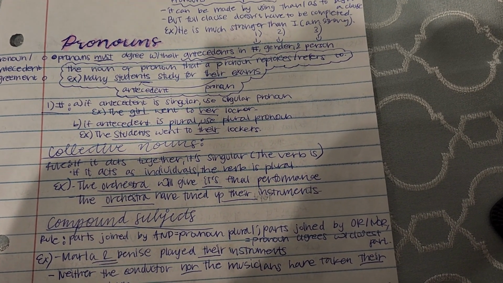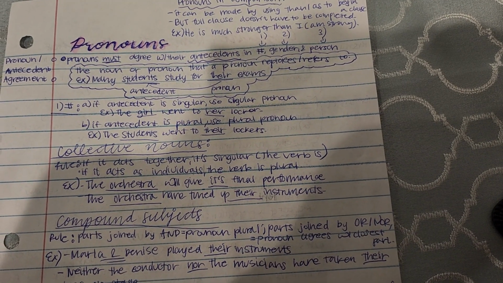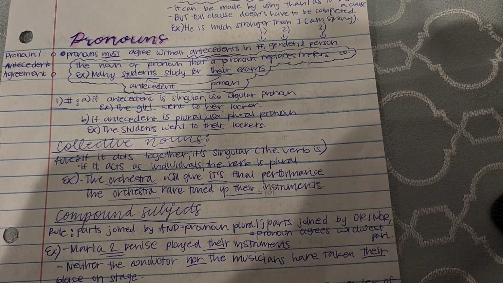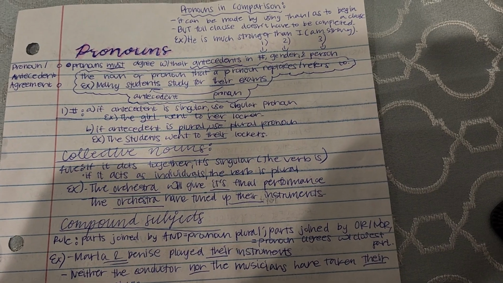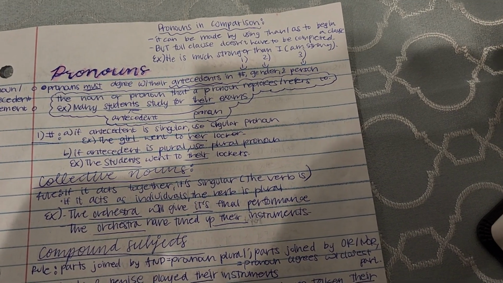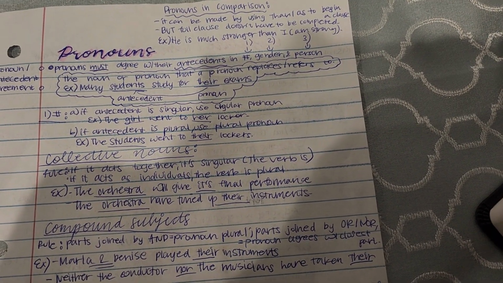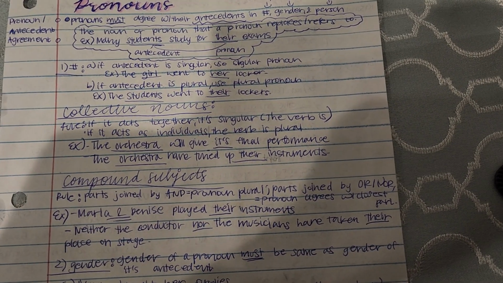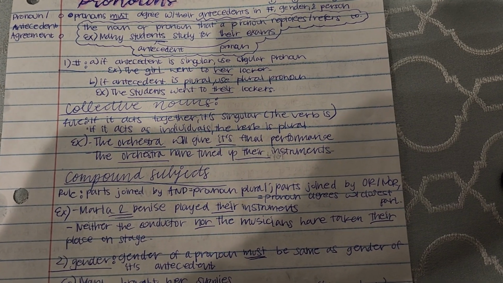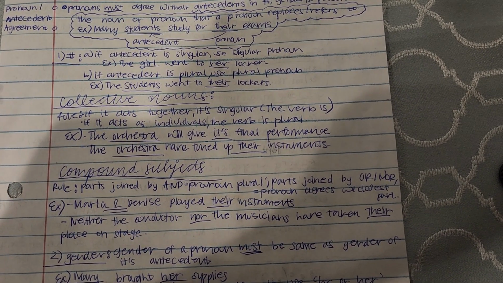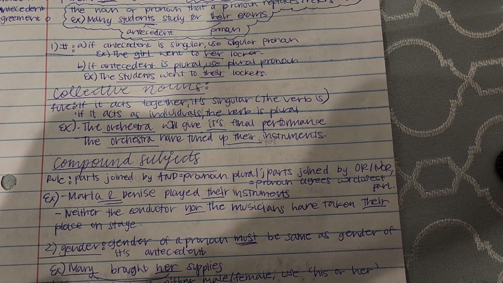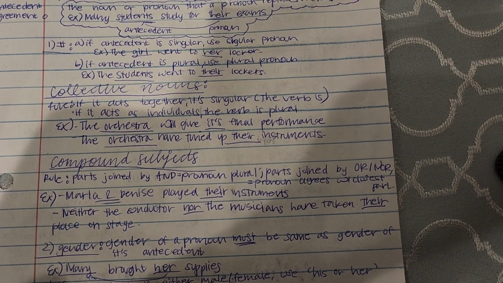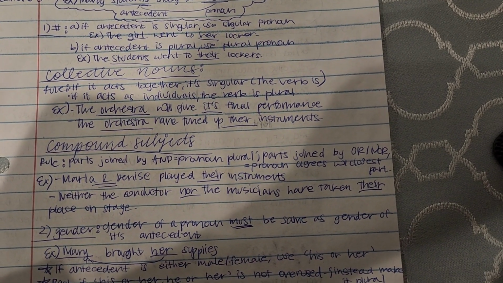Example, many students study for their exams. The antecedent is students and there is a pronoun describing students. As I mentioned before, they could be gender, number, or person. So first of all, if it's a number: if the antecedent is singular, use a singular pronoun. For example, the girl went to her locker. If the antecedent is plural, use a plural pronoun. Example, the students went to their lockers.